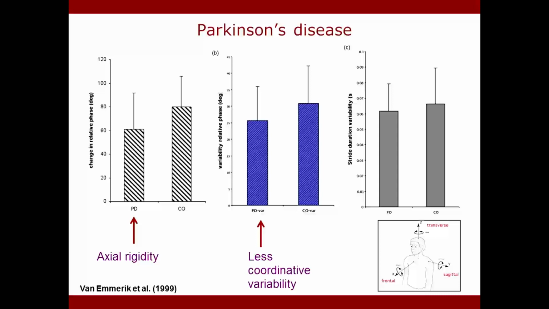But what was interesting is that the variability is also lower in the Parkinson patients. As you see, Parkinson's versus control, whereas we showed no changes or differences in the stride parameters. So the stride parameter variability was the same.